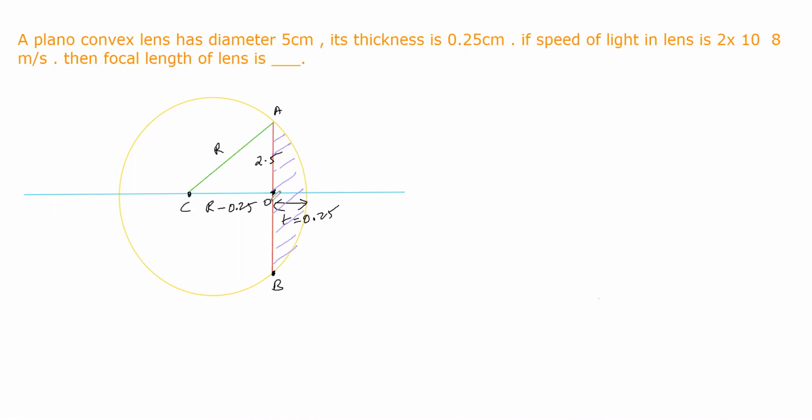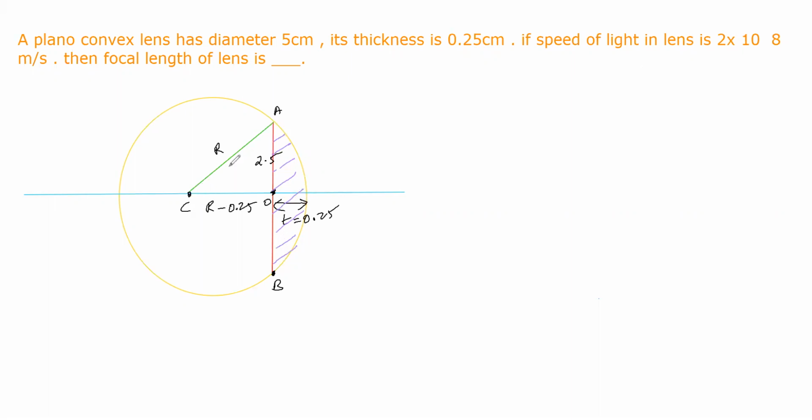And see here, this AB is given. This AB is only the aperture of this plano convex lens. The aperture of the plano convex lens is given as 5 centimeter. Half of the aperture is this one, that is 2.5 centimeter. Now the thickness of the lens is given as 0.25 centimeter.